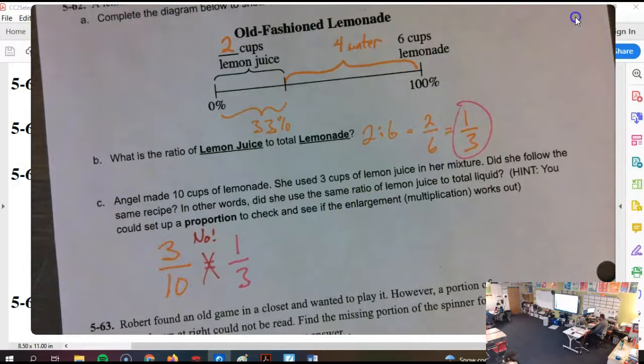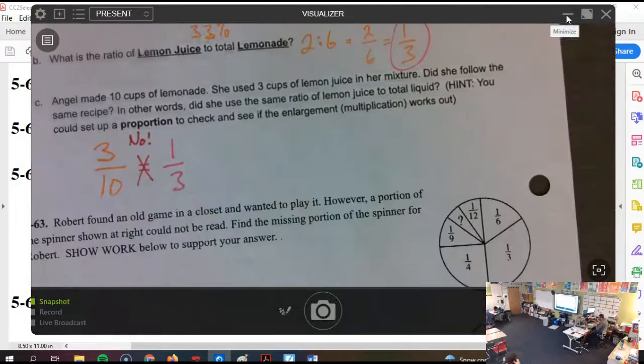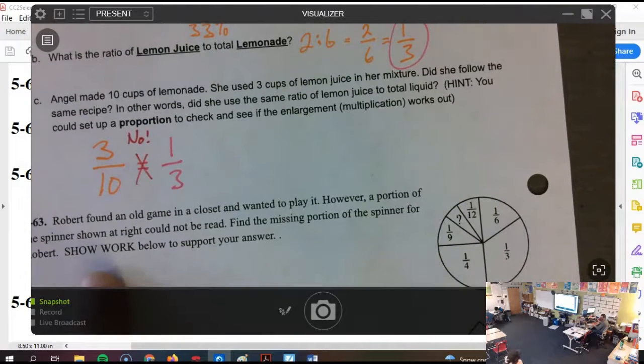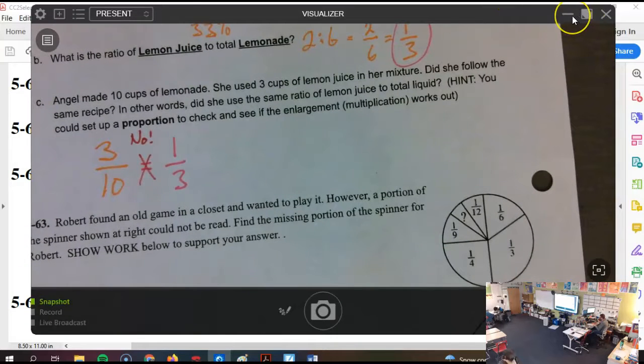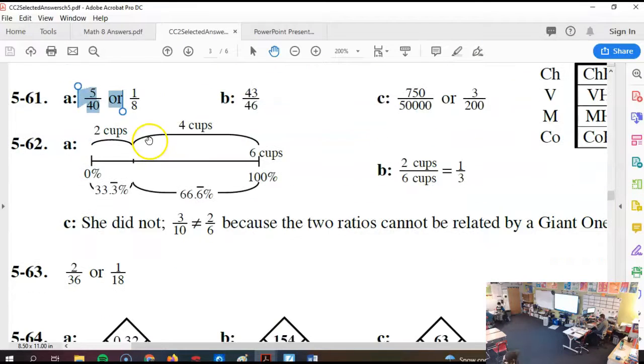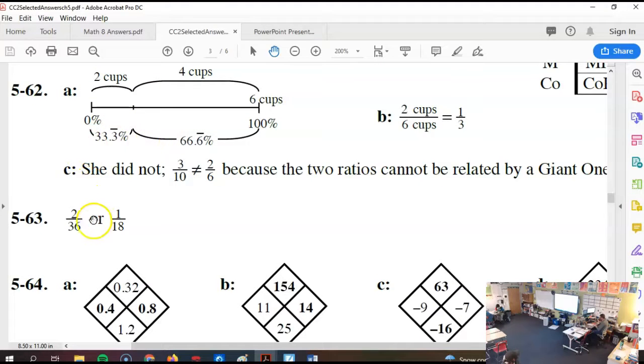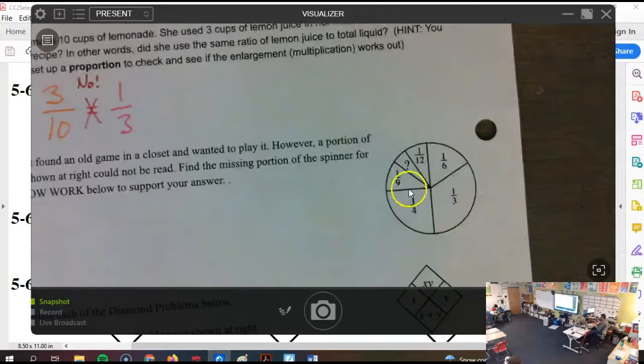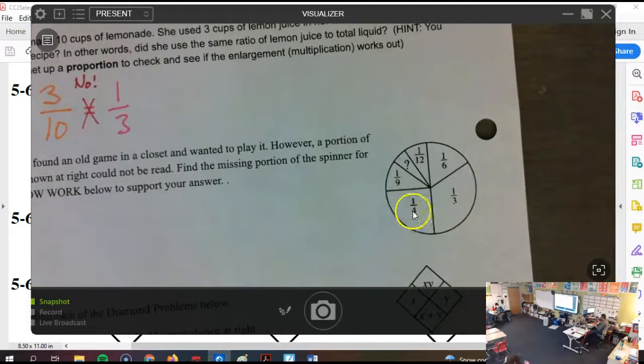Other questions? The spinner one here was all about finding a common denominator. Guys, I'm looking for work on that problem. Lucas? I got the common denominator of 36. Is that what they did too? 36, yep. Yeah, 36 works. I don't think 18 works till the very end when you can reduce it, because 18 does not work with the 1/4. So yeah, 36.